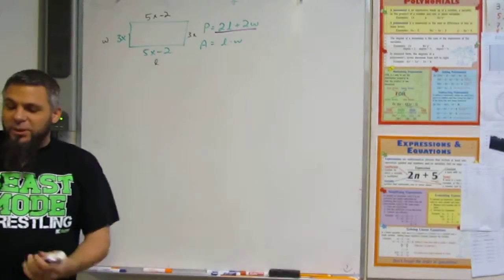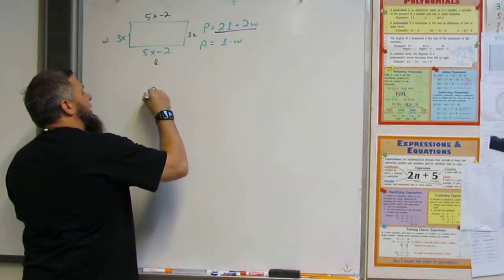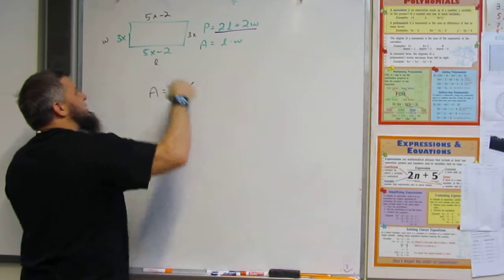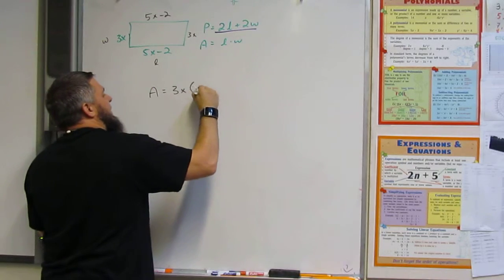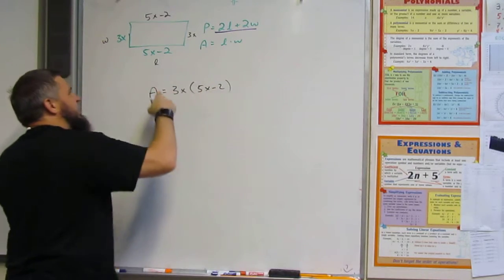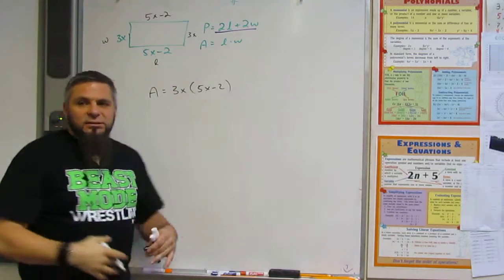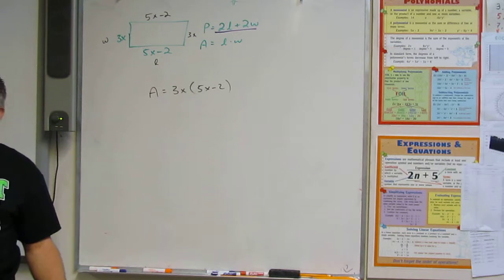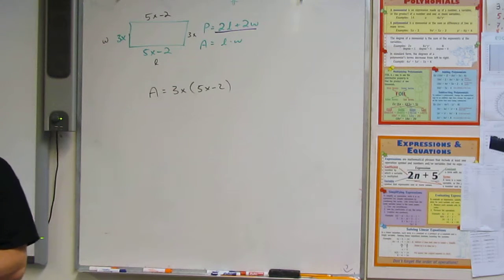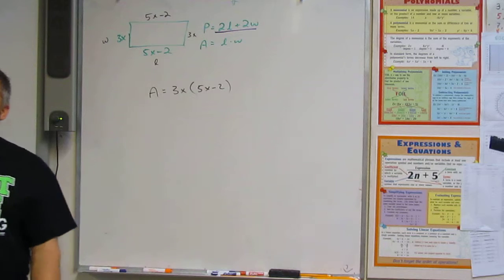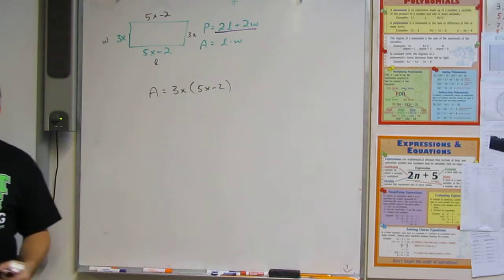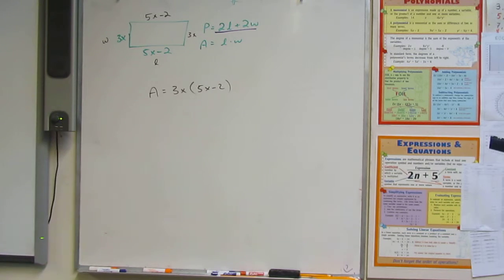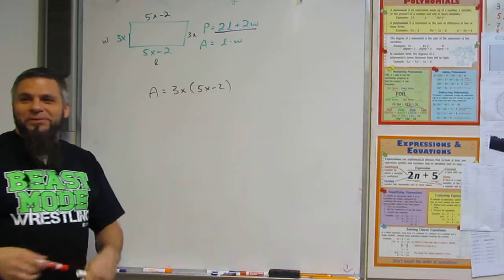Area is length times width. Area equals length times width. So I'm going to take this 3x times this 5x minus 2. Now this is technically width times length. Does it matter? No. Times, I can do it in either order, right? Multiplication, the commutative property lets me say, hey, I can multiply, LW is WL. It doesn't matter. So what I want to do is set it up so it's distribution. Does that make sense?